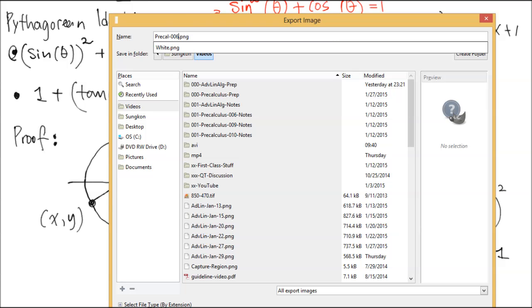Calculus 006. It's February already. Point 1.